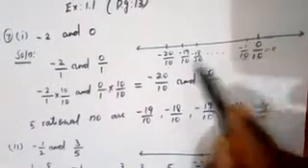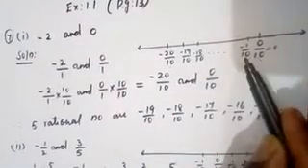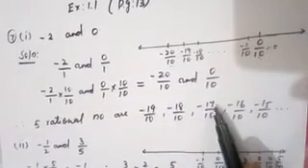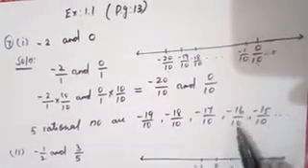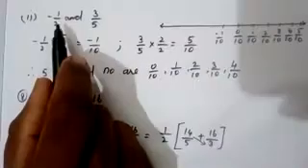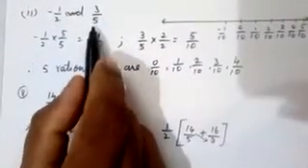Between them you have to select and write any 5 rational numbers. That is minus 19 by 10, minus 18 by 10, minus 17 by 10, minus 16 by 10, minus 15 by 10. Second problem: minus 1 by 2 and 3 by 5.